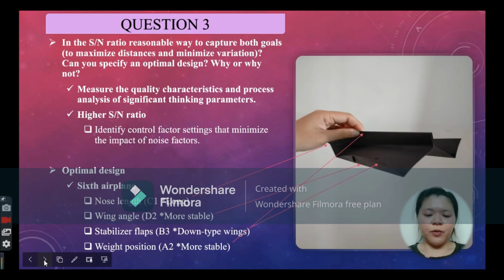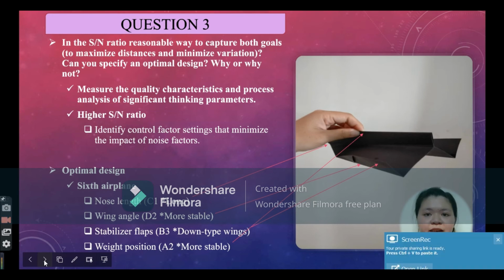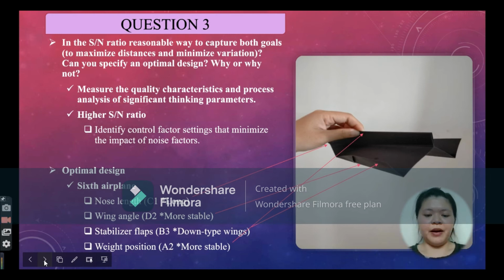Next, the third question is: is the SN ratio a reasonable way to capture both goals, to maximize the distance and minimize the variation? Can you specify an optimal design, why or why not? Yes, the SN ratio is a reasonable way to capture both purposes, to maximize the distance and minimize the variation. The purpose of this SN ratio is to visualize the quality characteristic and process analysis of significant parameters.